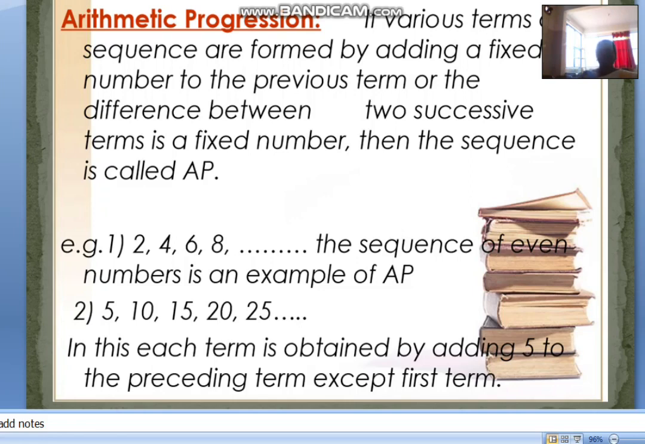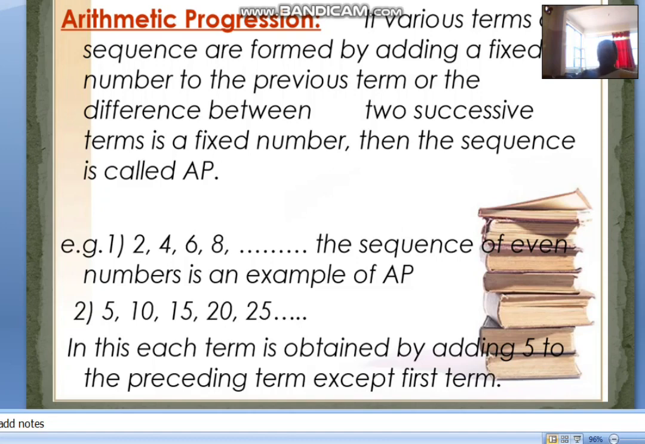Here is an example: 2, 4, 6, 8, and so on. The sequence of even numbers is an example of AP. So how do you get this? Here 2, 4, 6, 8 are all even numbers. You subtract 4 minus 2, you get 2; 6 minus 4, 2; 8 minus 6, 2. So 2 is the common difference.